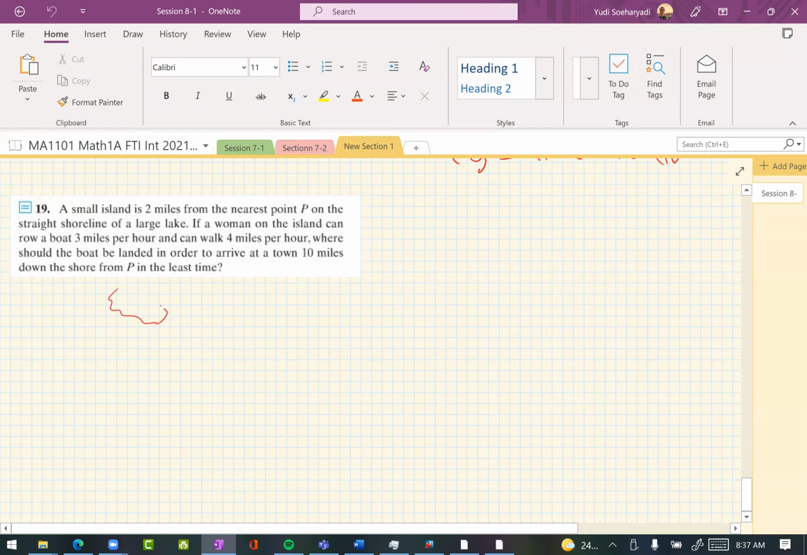Island, this is the shoreline. Okay, this is the point P. Okay, so from the island to the point P, one has to row a boat.